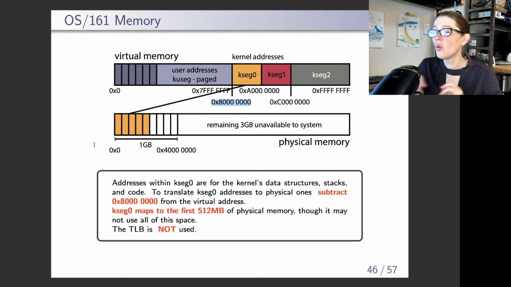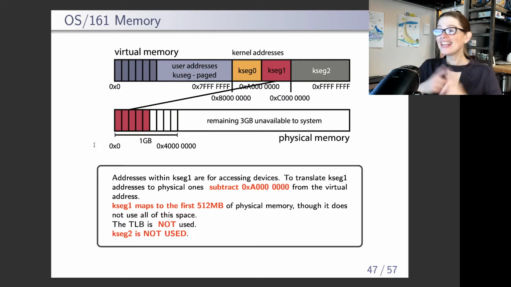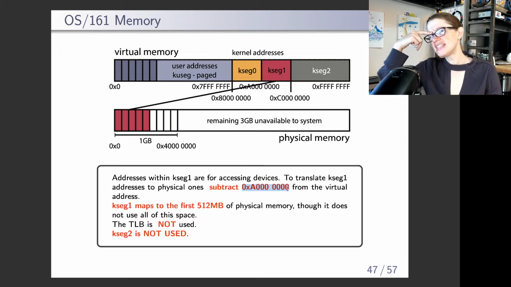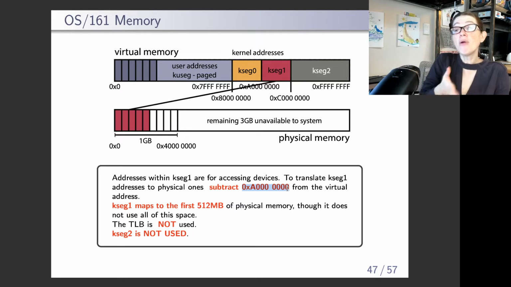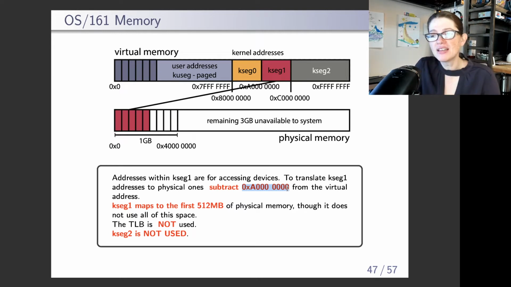Then kseg1, again, not paged, not cached. To translate from virtual to physical, we are again going to subtract the offset, which means we are subtracting this number right here, which is somewhat covered up. And I guess it's down here as well. But this means that kseg1 actually overlaps with kseg0 in physical memory because they both map to the first 512 megabytes of physical memory. So what is going on here?